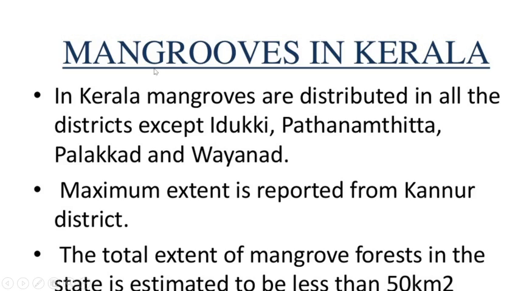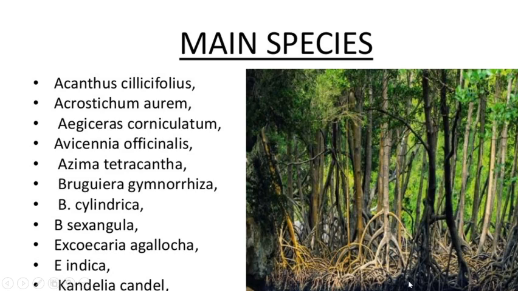Now let us see salient features of mangroves in the Kerala region. In Kerala, mangroves are distributed in all the districts except Idukki, Pathanamthitta, Palakkad, and Wayanad. The maximum extent is reported from Kannur district. The total extent of mangrove forest in the state of Kerala is estimated to be less than 50 km.